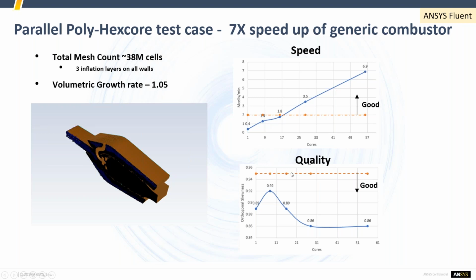And you don't even lose quality. You're actually improving the quality by going up to several cores compared to using the standard workflow. And this was 38 million cells. So you need some million cells in order to really utilize this parallelization. But I think this is really impressive.